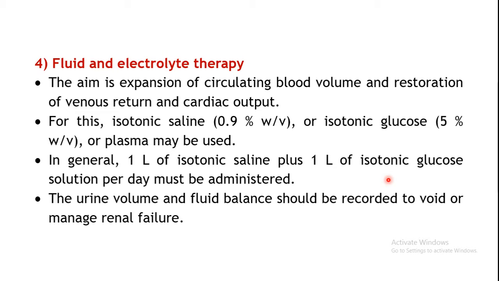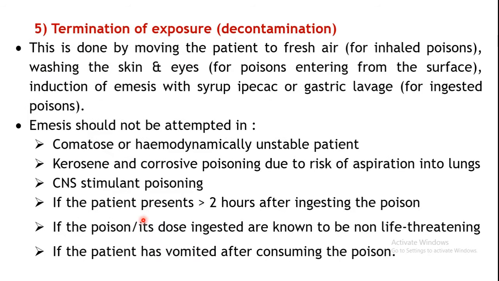Even monitoring the urine volume is also very important. Urine volume and fluid balance is recorded to rule out any kind of renal failure. So if the poisoning has caused renal failure, you will come to know from the urine output. So that is also an important parameter which you can focus on, and accordingly take the measures to avoid renal failure being precipitated in that particular person.